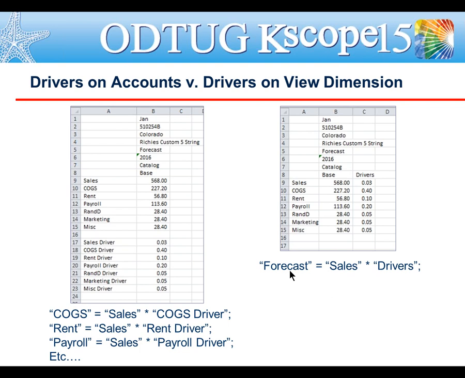So by putting our drivers on the view dimension instead of the accounts dimension, we create something that's actually much simpler. It's got a lot fewer members on the accounts dimension and only one additional member on the scenario dimension. And it's much lower maintenance. So it's a nice, simple, elegant design.